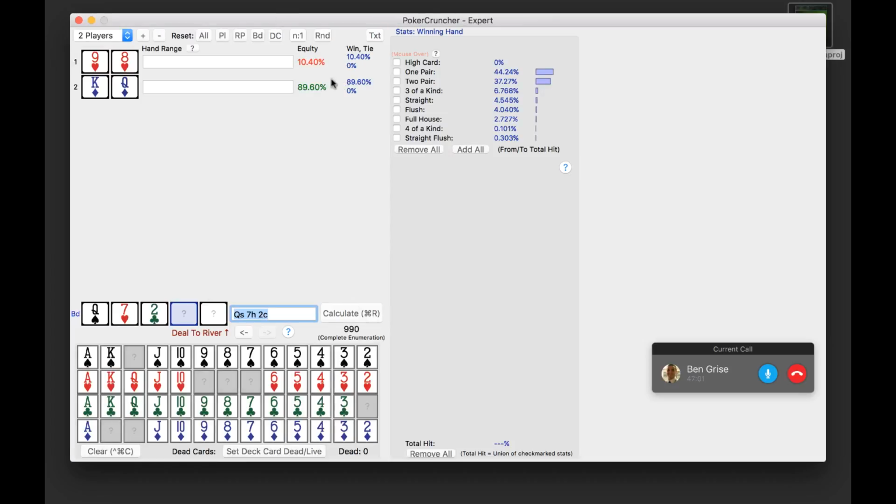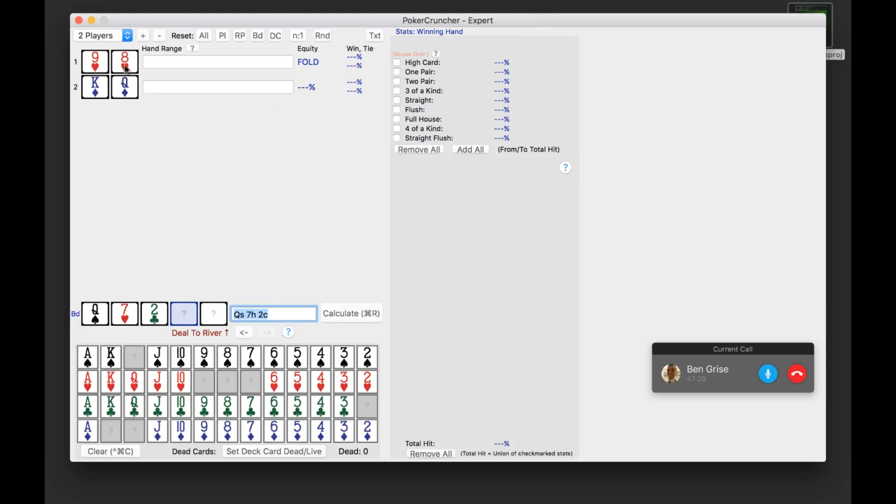And you can just fact check that by clicking calculate, and having Poker Cruncher deal to the river, and it will show you how much equity you have. You have 10.4% equity versus your opponent's range. So what you do is you take that amount of equity that you have versus one of the, I like to run worst case scenarios. This is just like real estate. I'm making sure that I have that cash flow, $100 a door or whatever.